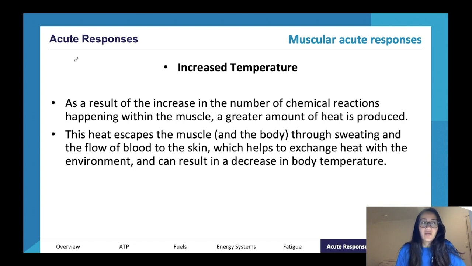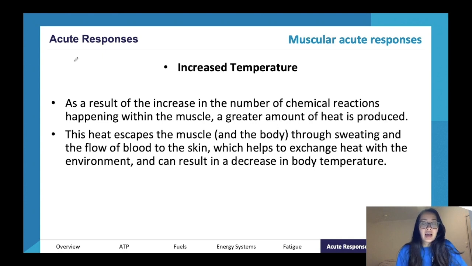And if you think about it, if I think about myself going running right now, the 3 main things I would say is increased respiratory rate, increased heart rate, and increased body temperature. And so I've just named an acute response from each of these 3 body systems. Okay? Anyway, so increased temperature isn't necessarily a good thing.